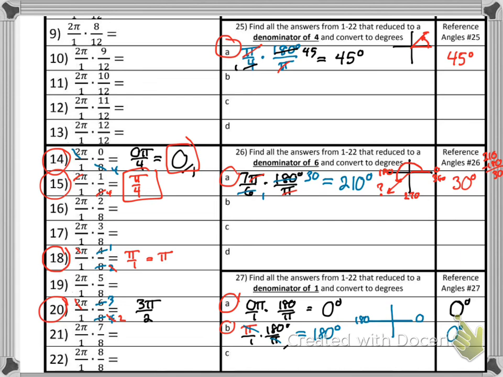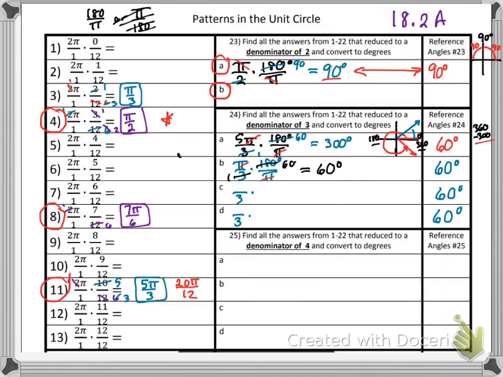I'm looking for things that have a denominator of 2. Looks like I'm going to have to go back to the last page. There we go. Things with a denominator of 2. 3 pi over 2. Cross out the pi's. 2 goes into 180 90 times. 3 times 9 is 270 degrees.